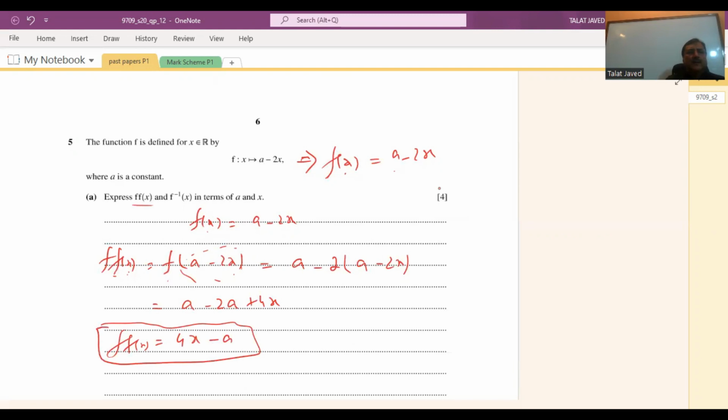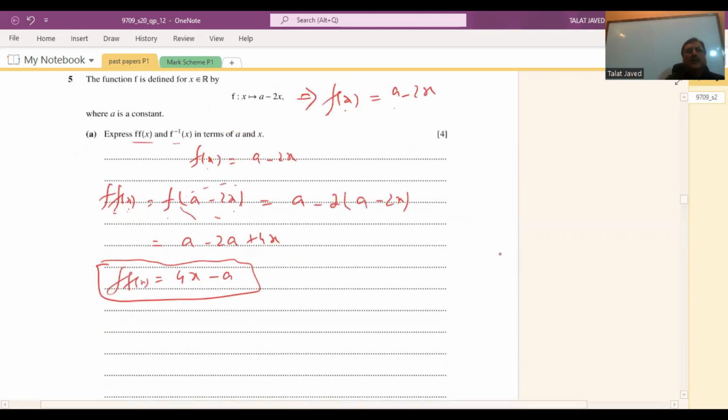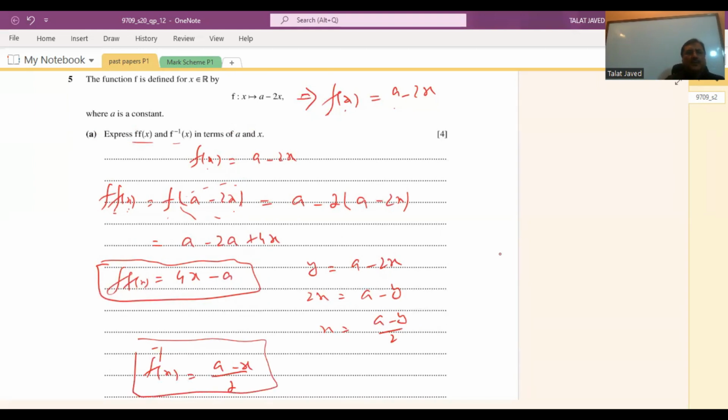Now we find f inverse of x, as we studied in your O level. We put f of x as y, so y equal to a minus 2x. Now we make x the subject of this equation. So 2x equal to a minus y, and x equal to a minus y over 2. So f inverse of x is equal to a minus x over 2.